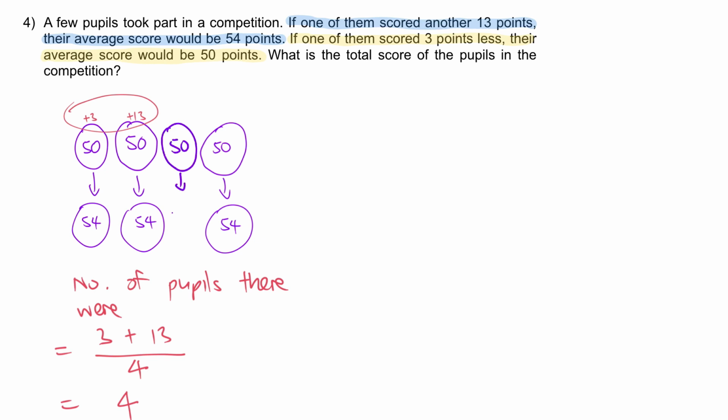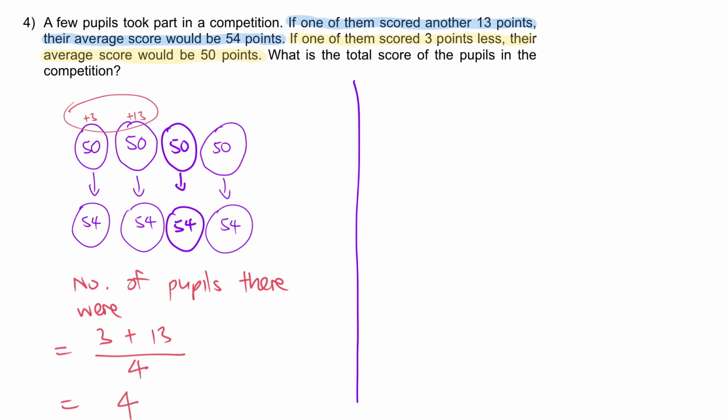50, 54, plus 4, plus 4, plus 4, plus 4, plus 16 points in total. This 16 points, it comes from here, right? Plus 3, plus 13, yep, it fits the story. So we are correct. Next.